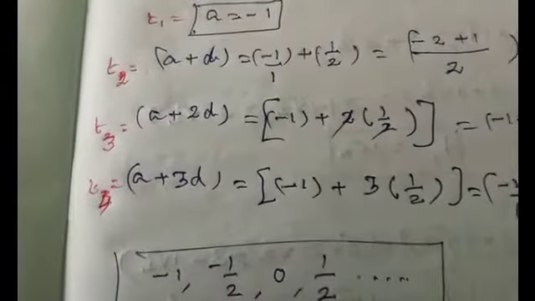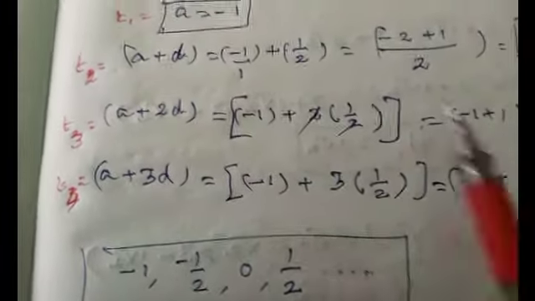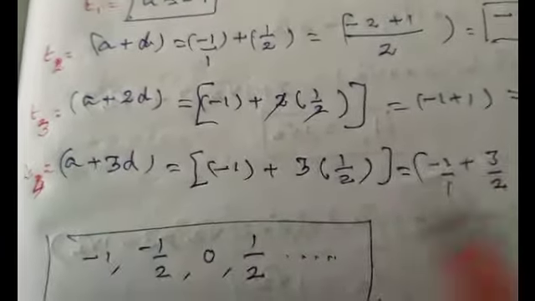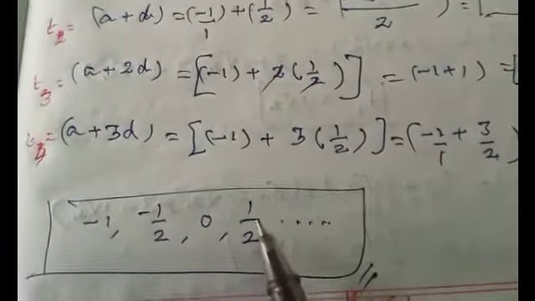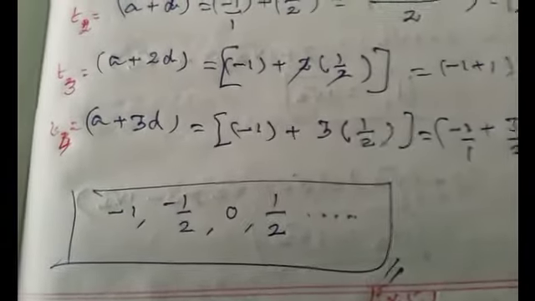Therefore, the first 4 terms are: t1 is minus 1, t2 is minus 1 by 2, t3 is 0, and t4 is 1 by 2, and so on. That will go on.